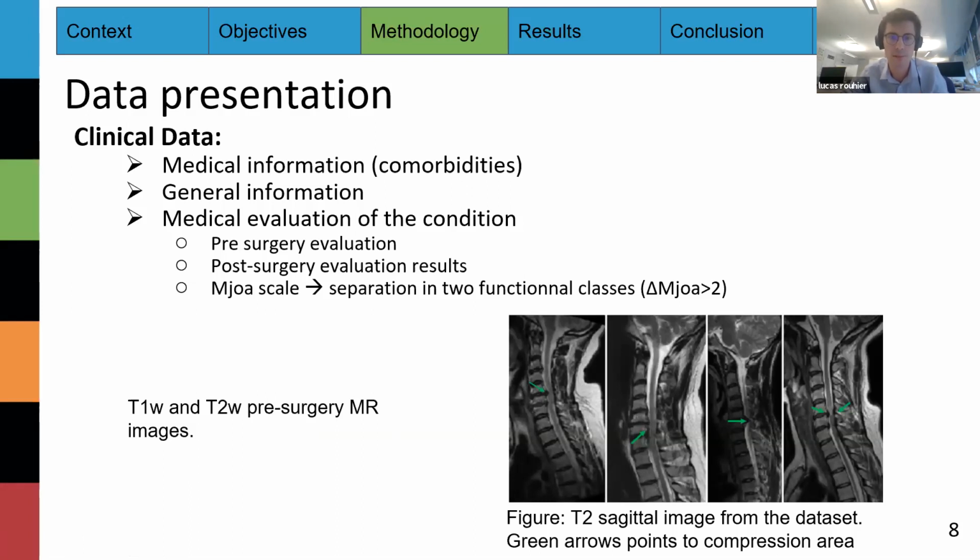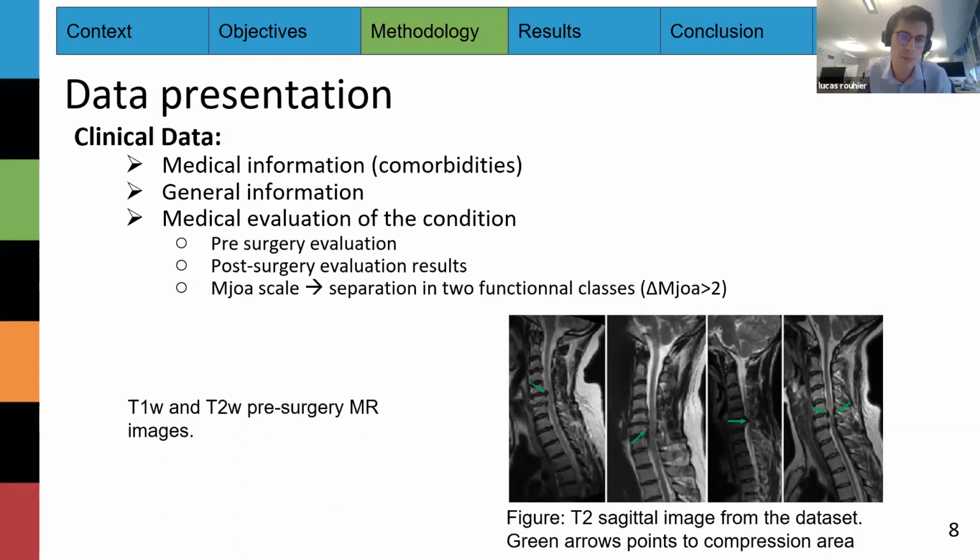There is some general information, such as age, sex, marital status, to see if there can be any correlation. And then we have another part in this tabular data, which is the medical evaluation of the condition. So we have a pre-surgery evaluation on different scales and a post-surgery evaluation on different scales at different time points, so 6, 12, and 24 months after.